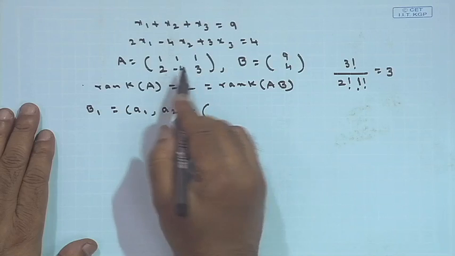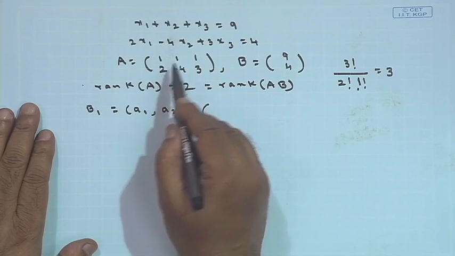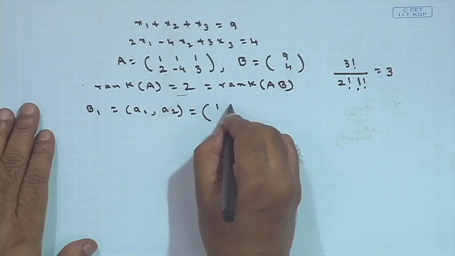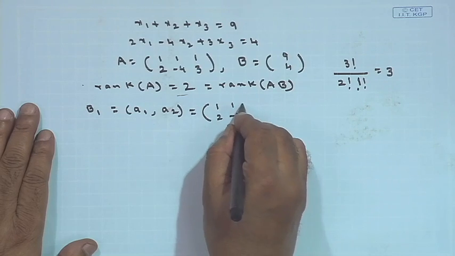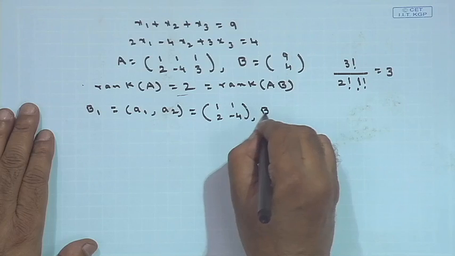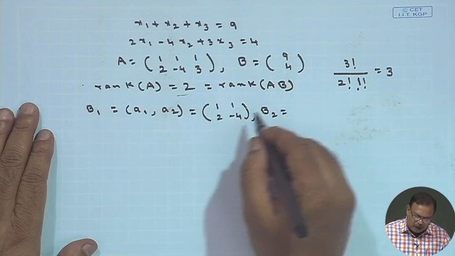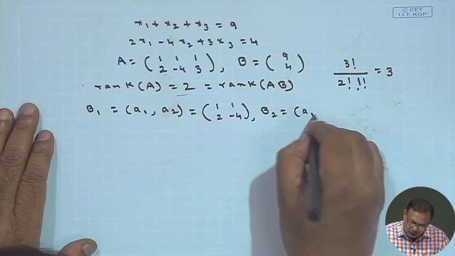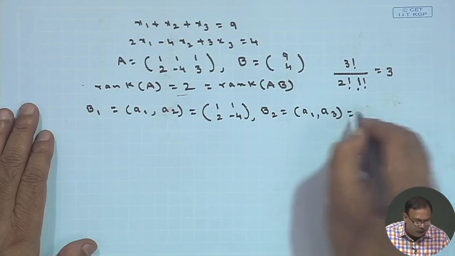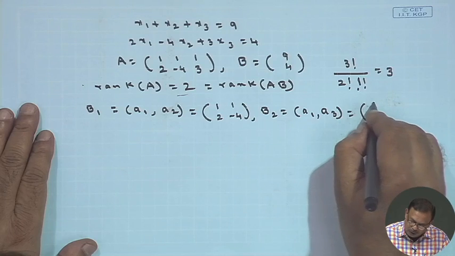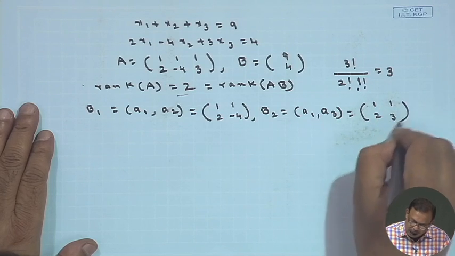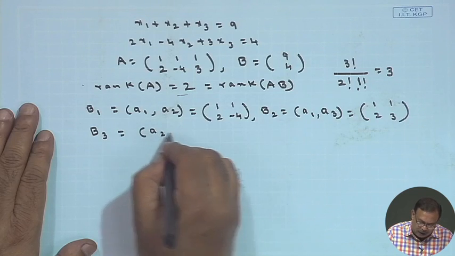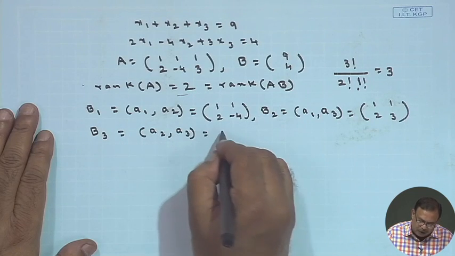A1, A2 means I am taking this column as A1, A2 and A3. So, this will be 1 1 2 minus 4. One can be this. Since the rank is 2, I have to take 2 linearly independent columns. B2 can be A1, A3. B2 will be then A1 A3, meaning 1 2 1 3, and the third one, which you can obtain, B3 as A2 A3. These 3 combinations are possible only.